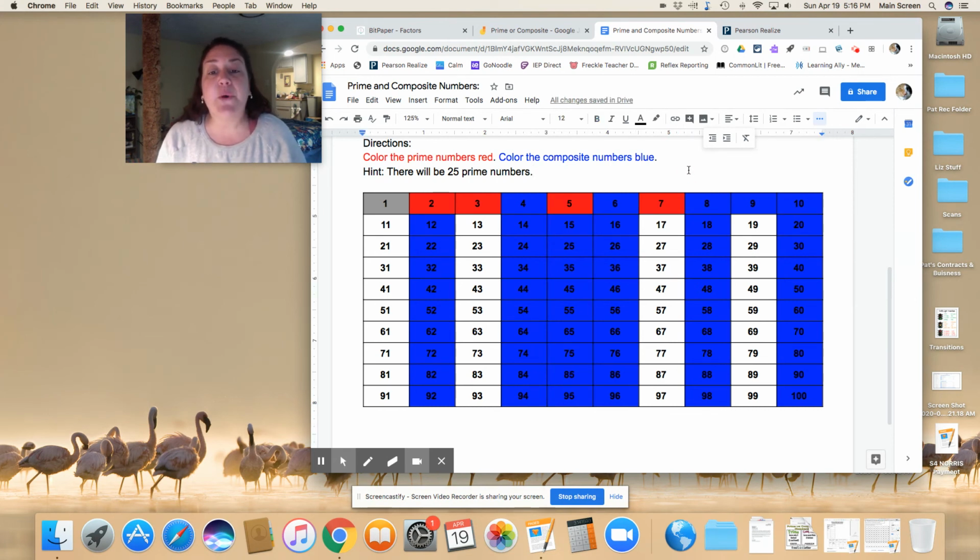Okay, so you guys are going to get this chart, and it's going to be blank. I'm going to erase everything that I just did on it, and you guys are going to go from number to number to decide if it's prime or composite. Here's another hint right here. There is only 25 prime numbers on this chart. Let's see if you can find them.